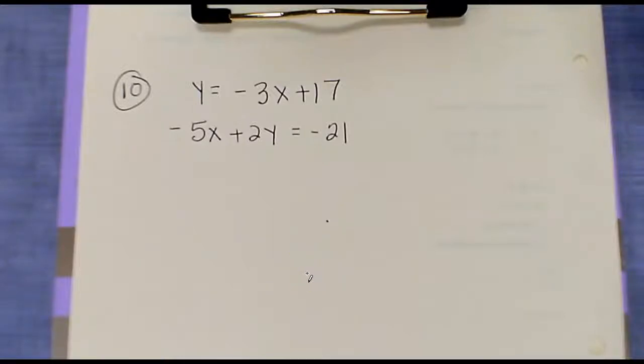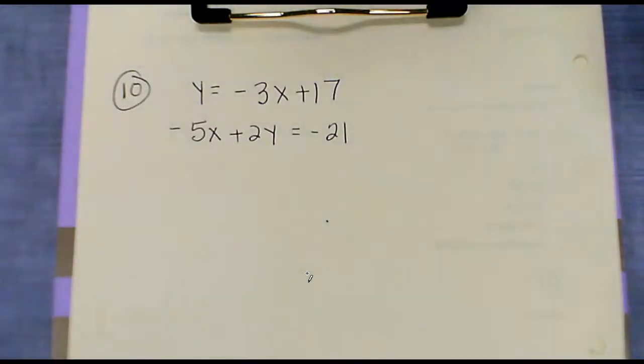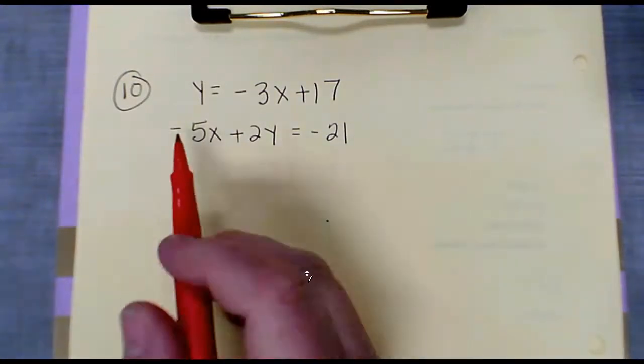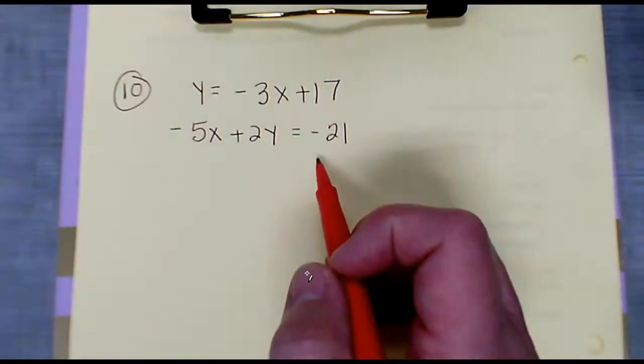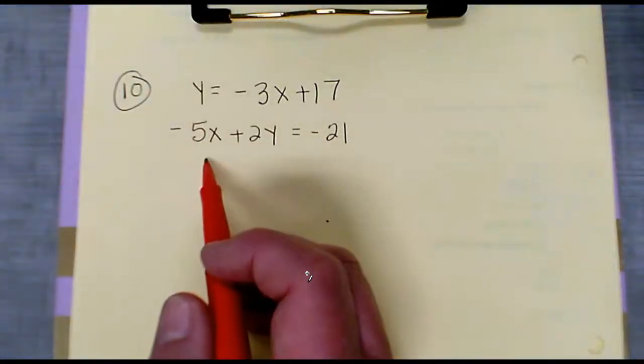This is question number 10 on review assignment number 30. Now, you can solve this by either substitution or elimination. Most of my students have been doing better by elimination, so I'm going to show you how to solve it by elimination. If you're going to solve by elimination, you need everything lined up, the x's lined up. Are the x's lined up?